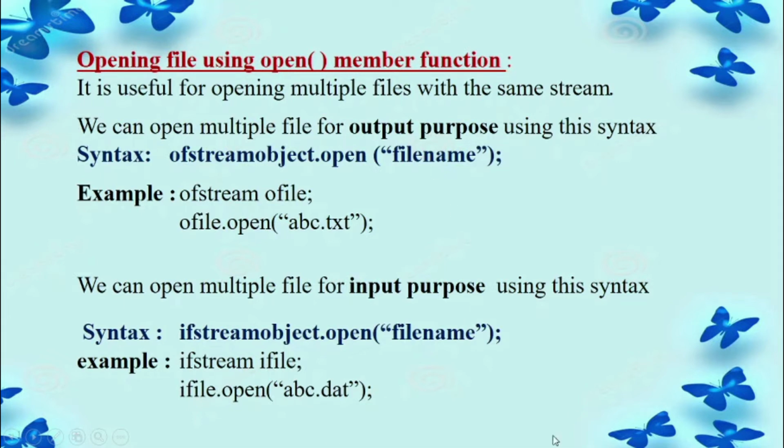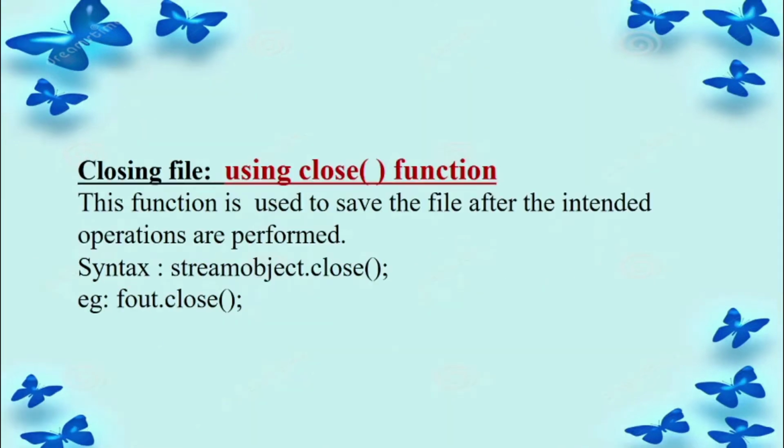So this is the method of opening the files using the open member function. Now let us see how we are closing a file using the close member function. This function is used to save the file after the intended operations are performed. That is, once we open the file and after performing the operations we have to close the file. For that we have to use the syntax stream object dot close.